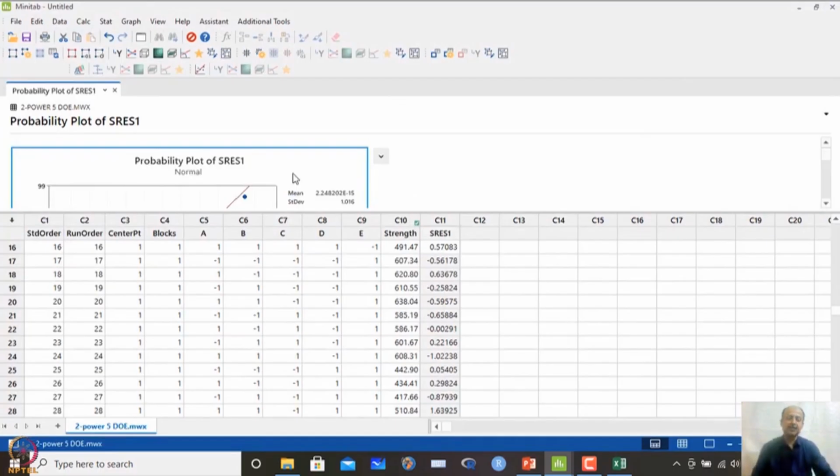So up to this point we have studied. Now we will also understand some more things about design of experiments, and slowly and steadily complexity will increase.